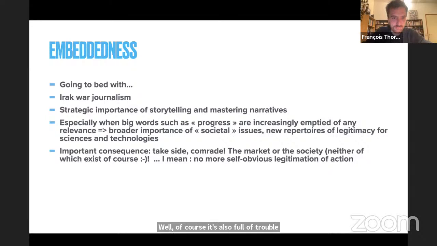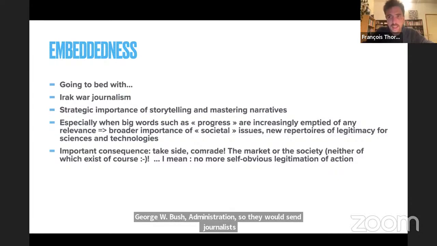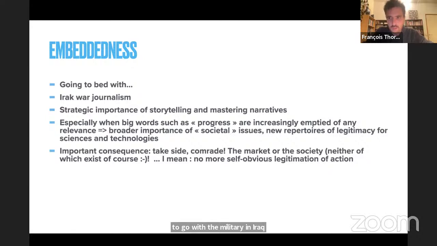I guess there were some embedded journalists during the war in Iraq that were funded by the military and the George W. Bush administration. So they would send journalists to go with the military in Iraq, and there were no formal constraints on those journalists, like in terms of censorship, or you need to say this or you need to say that.